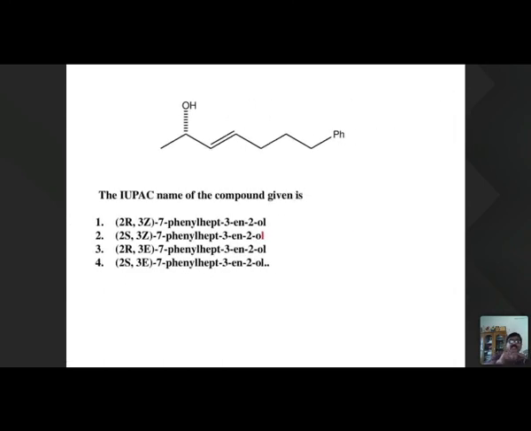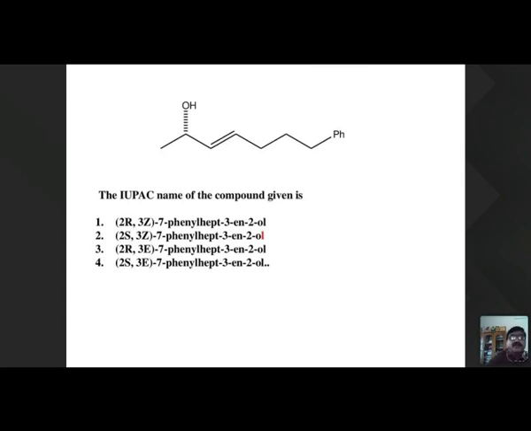And see this, again the part B question, a 2-mark question. The IUPAC name of the compound given is. Okay, see here, you have to decide the Z and E configuration and eliminate two answers.